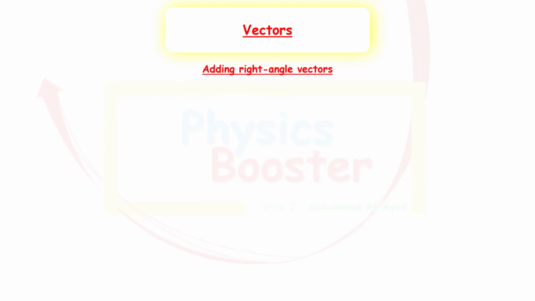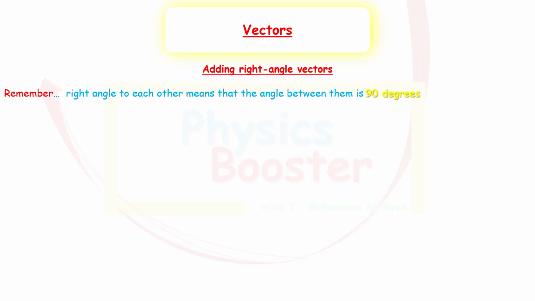Now, how can I add two vectors if they were not going in the same direction? In other words, if they were at right angles to each other. Remember first that the words right angle to each other mean that the angle between them is 90 degrees. So if the angle between two vectors is 90 degrees, there must be a certain way to deal with it.